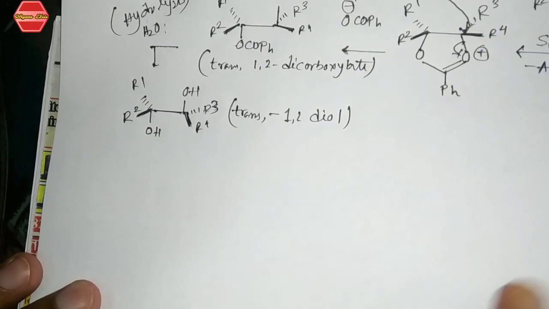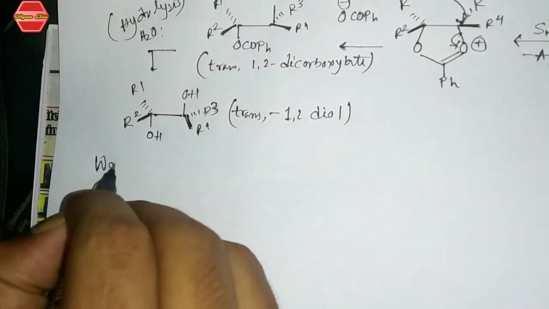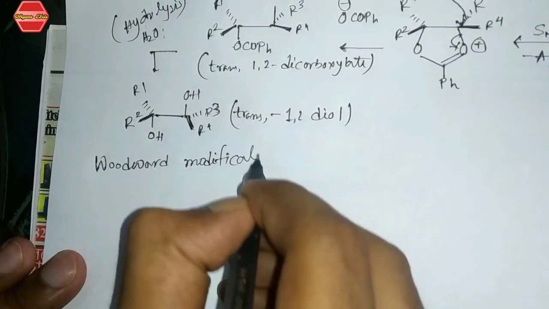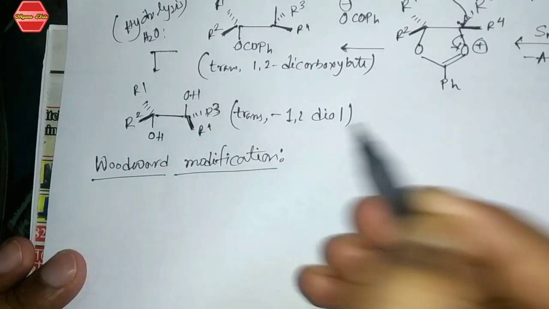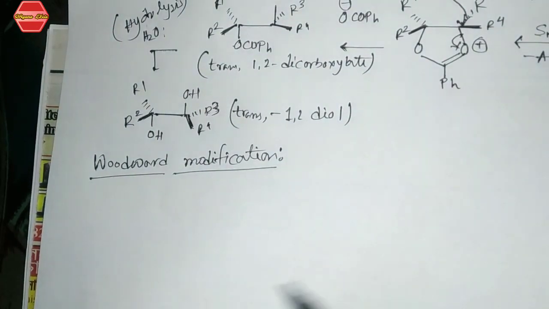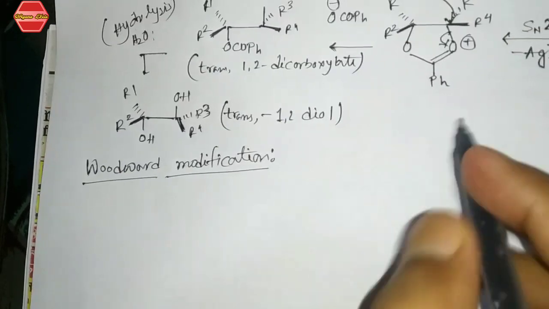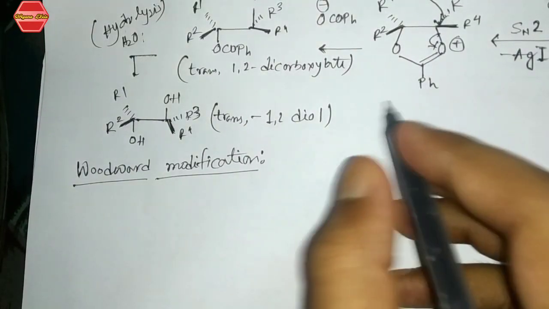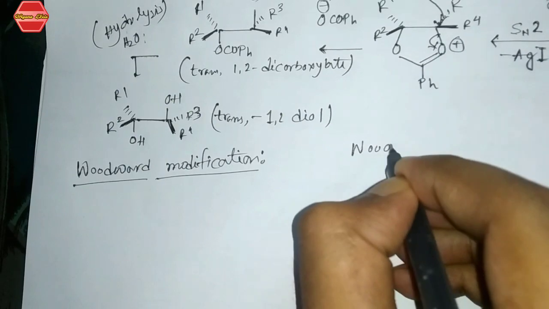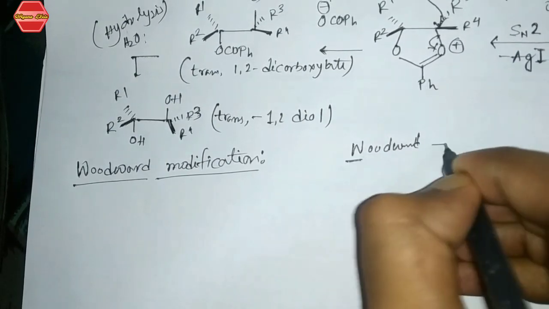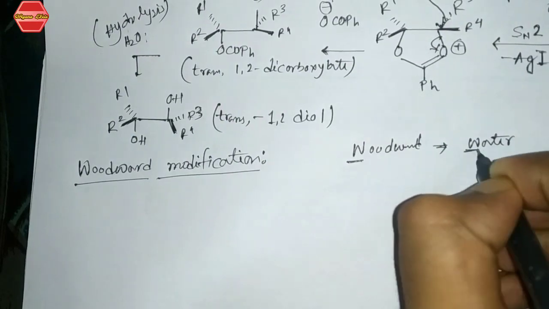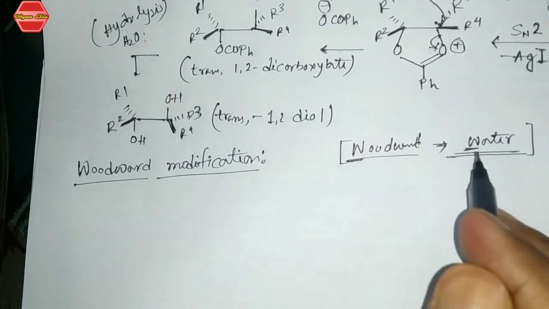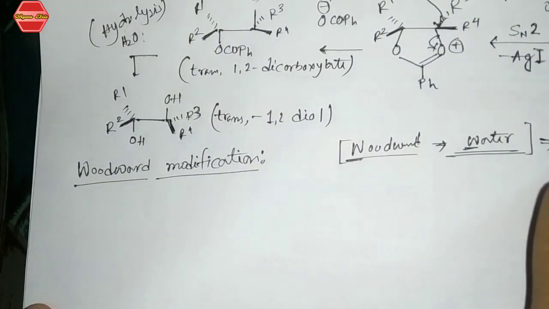Now see the Woodward mechanism for it. Now, this is the Woodward modification, which is very much important. Now see, how can you remember when we use water or not? If you don't remember those things, this is a simple trick: Woodward is starting from W. In this case we are using water. Okay, so that is how you can memorize these things. That is, in case of Woodward we are using water. Okay, and in case of Woodward we get the cis diol.